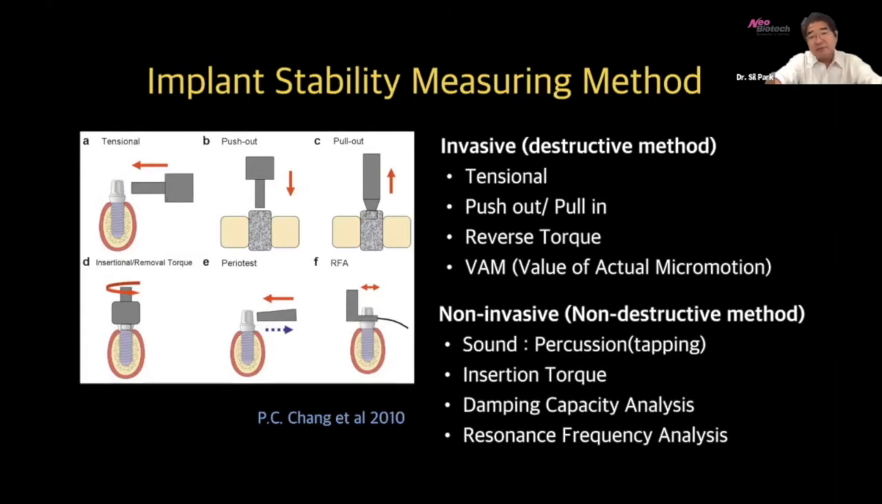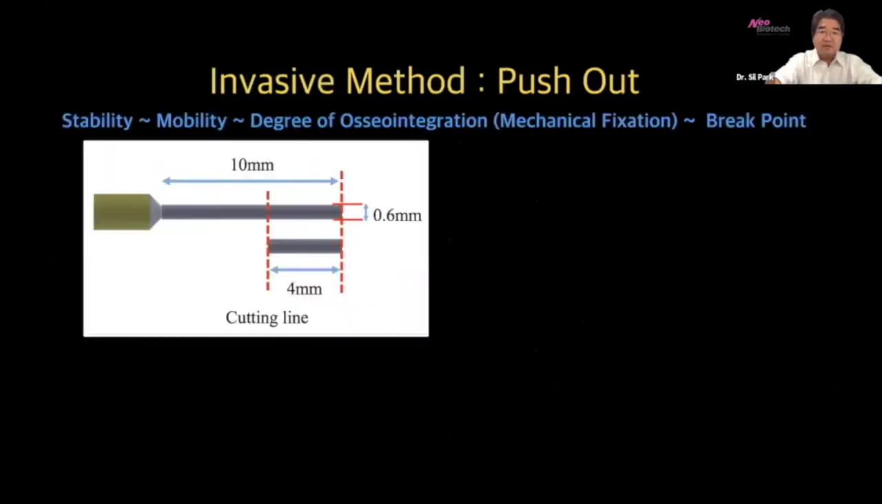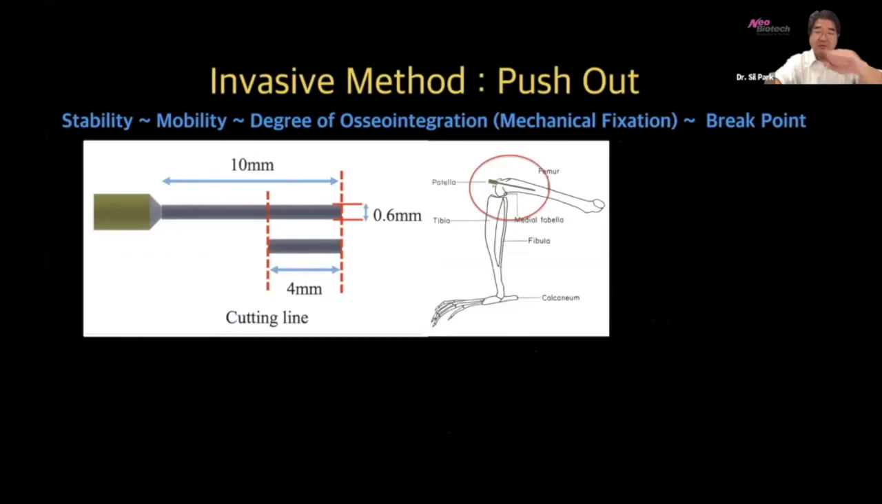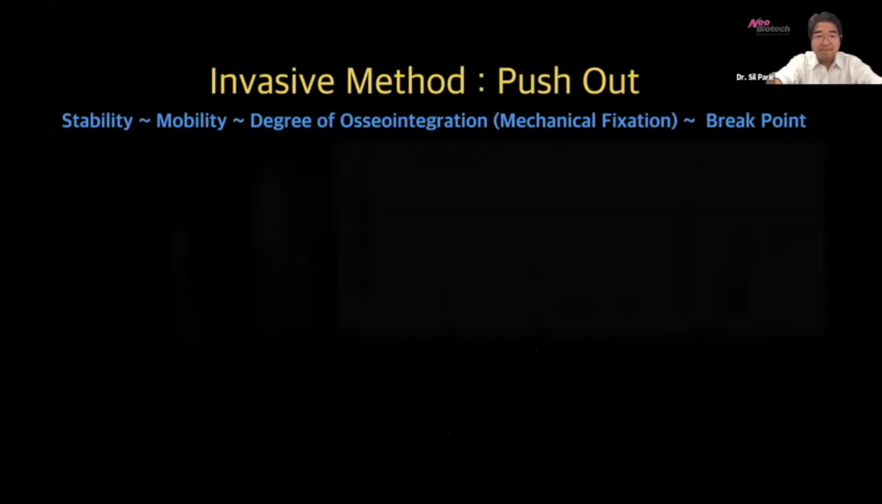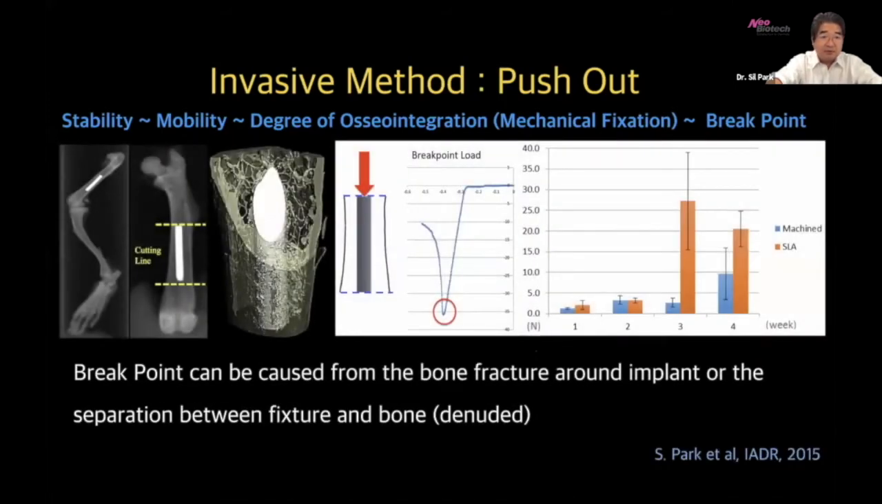But for our information, let's go through a little bit of an example of the invasive way. This is what I researched when I was at UCLA. At the time with Neobiotech, we created a new SLA surface and we tested it. This one is what we developed for the mini implant to place into the mouse femur. As you can see, those mini implants are placed in the mouse femur. This is the clinical picture, right? And then we place those implants in the mouse femur and then we measure it.